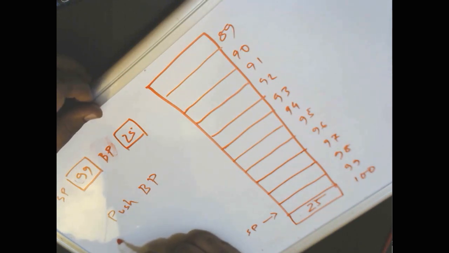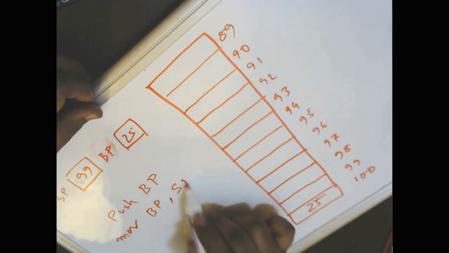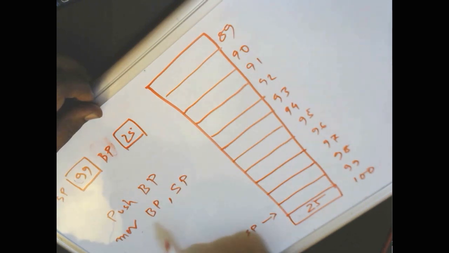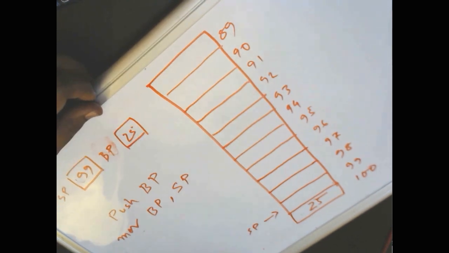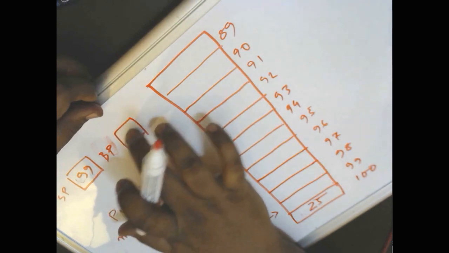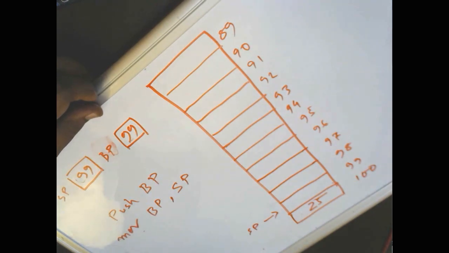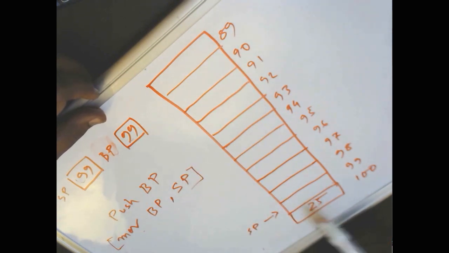So the command would be move bp sp, which means move to base pointer whatever is in the stack pointer. Alright, as soon as I have finished executing the command, the value in the base pointer register is going to be deleted and replaced by the value 99. Now at this part, when we were executing this particular instruction, nothing was changed on the stack frame because we are not using the stack right now.